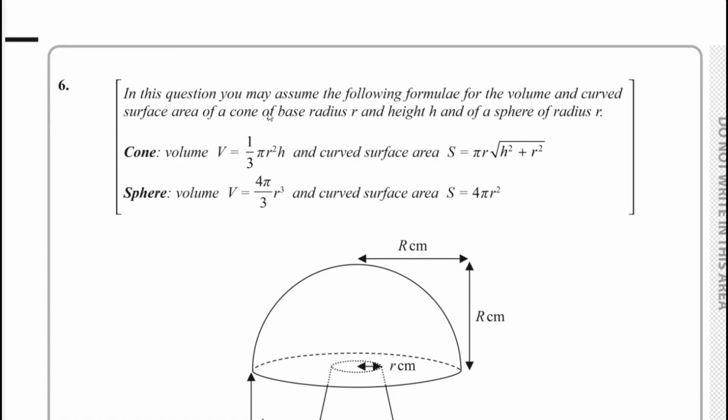Question number 6. In this question you may assume the following formulae for the volume and curved surface area of a cone of base radius r and height h, and of a sphere of radius r. For a cone, the volume is given by 1/3 pi r squared h, and the curved surface area is given by pi r multiplied by the square root of h squared plus r squared. For a sphere, the volume is given by 4/3 pi r cubed and the curved surface area is given by 4 pi r squared.